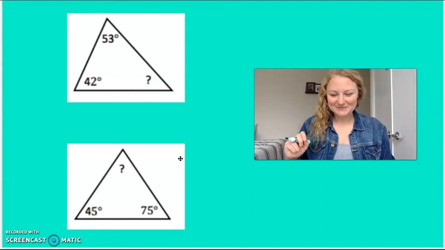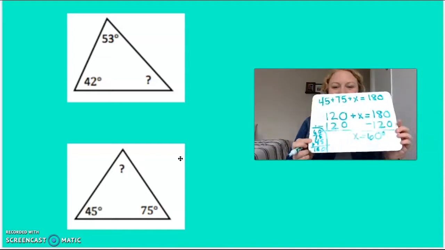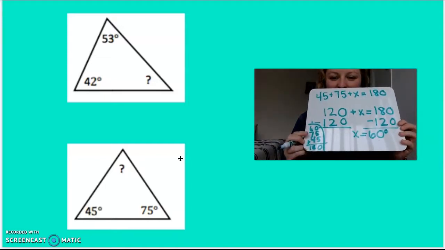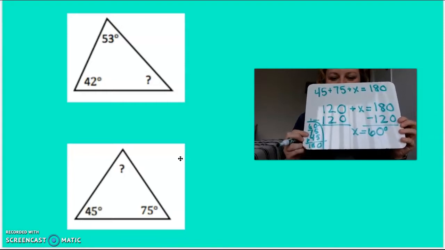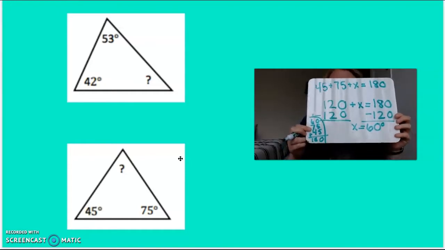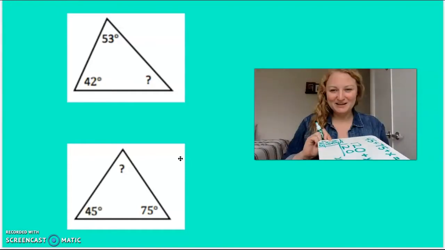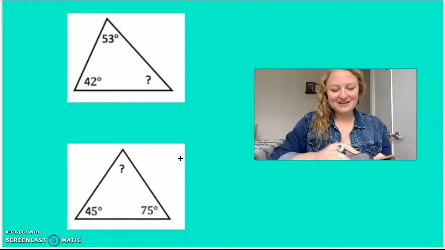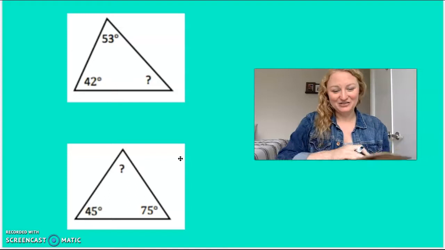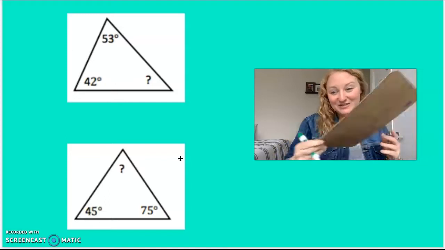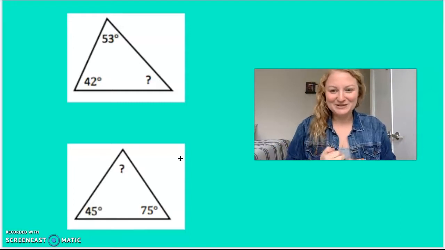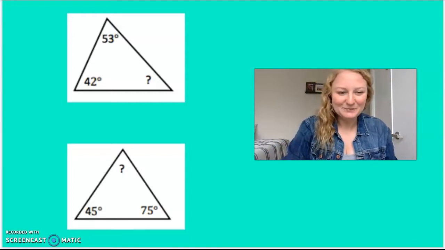Pause if you need more time. If you're ready, you should see that x equals 60 degrees. And then over here, I checked my work by adding 60 plus 75 plus 45, and I got 180. So I know that I added up my interior angles correctly. And that's true, no matter the size of your triangle, it could be the size of your house. And if you measured the angles, they would all add up to be 180 degrees, which is pretty cool.